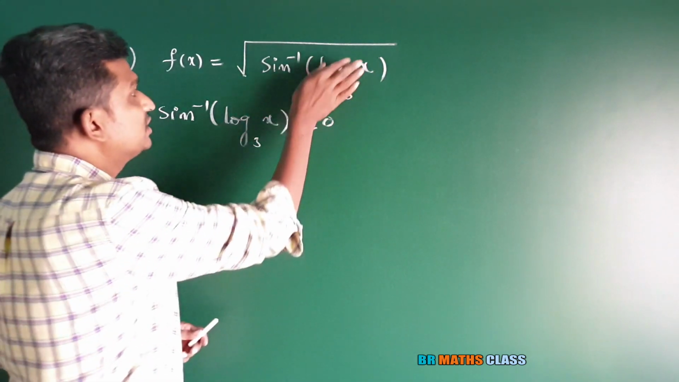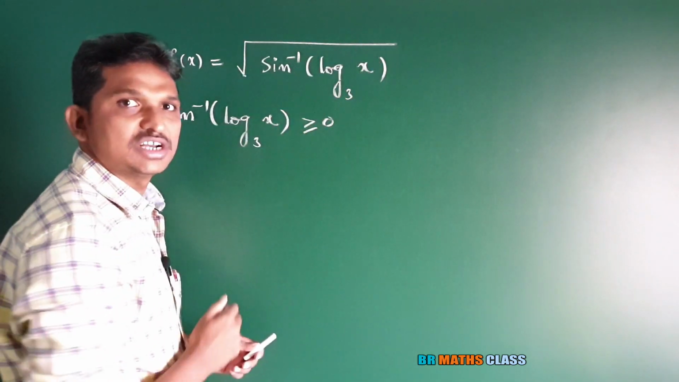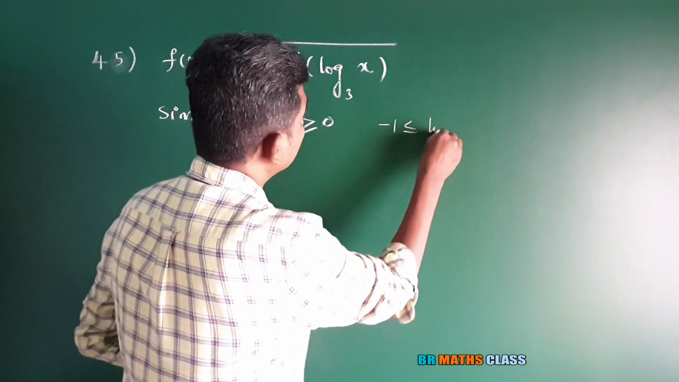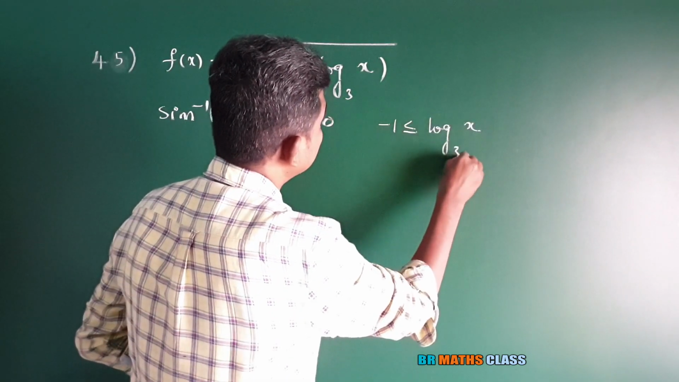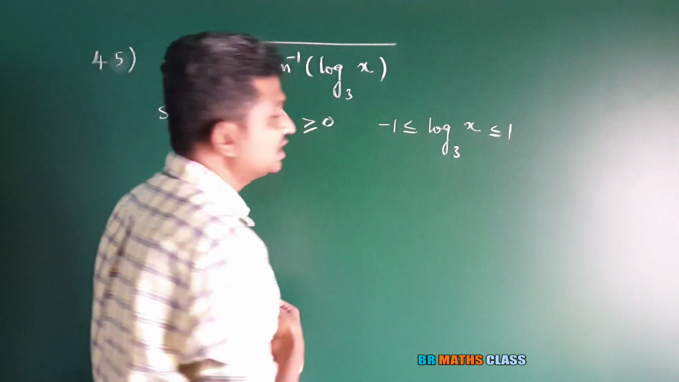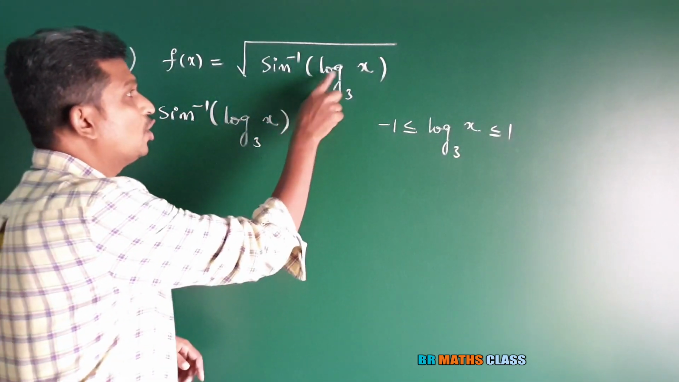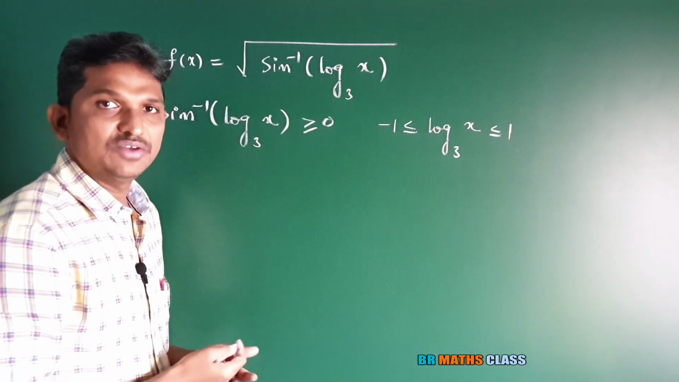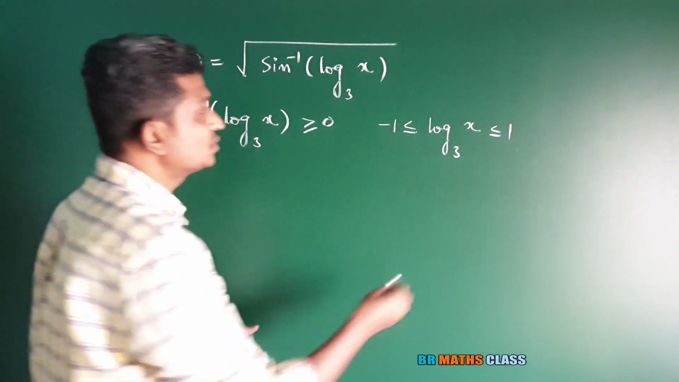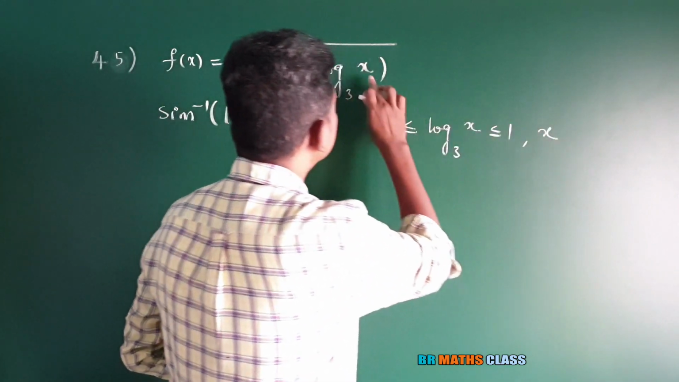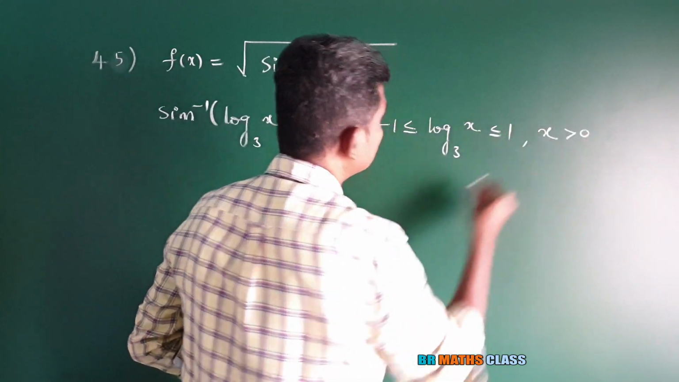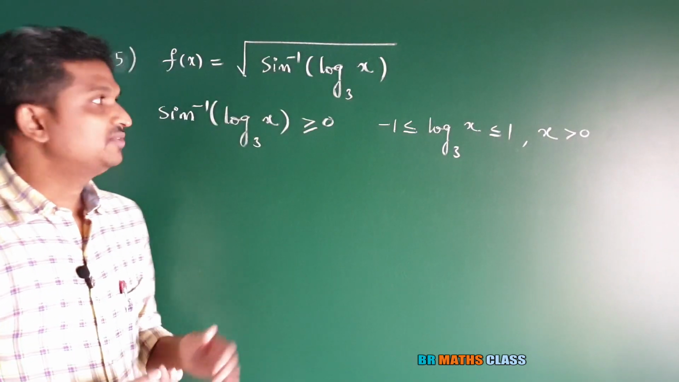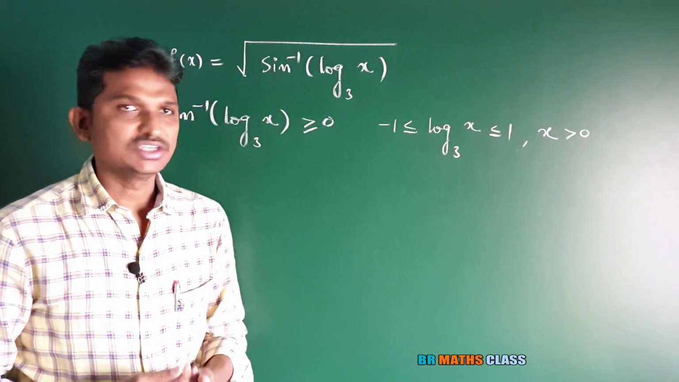Second one, we know that sin inverse x domain is closed interval -1, 1. This log x base 3 lies in between -1 and +1. -1 and +1 both are included. And you see log x, logarithm is defined for positive real numbers only. So whatever x we will write here, that must be greater than 0. Now we need to find the x values which satisfies all three conditions.